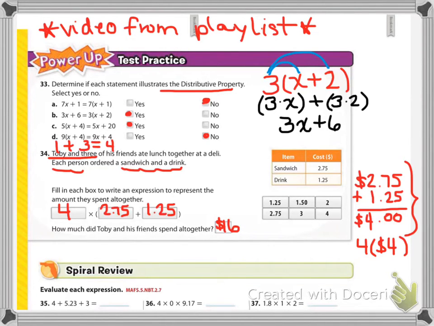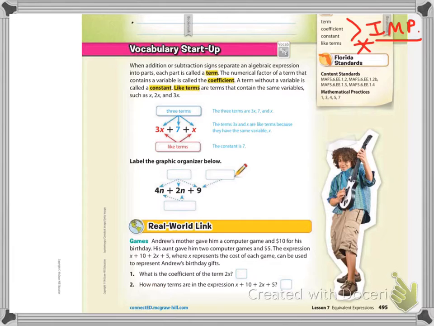Each of those 4 people ordered a sandwich and a drink. So you can see that I filled in the blanks there. And off to the side, I just showed you that you could add up the total of sandwich plus drink, which gives you a nice even number to work with, $4. And then 4 people times $4, they spent a total of $16. Okay? When you're ready, move on.